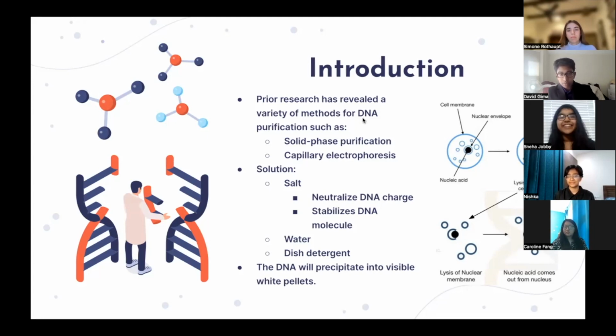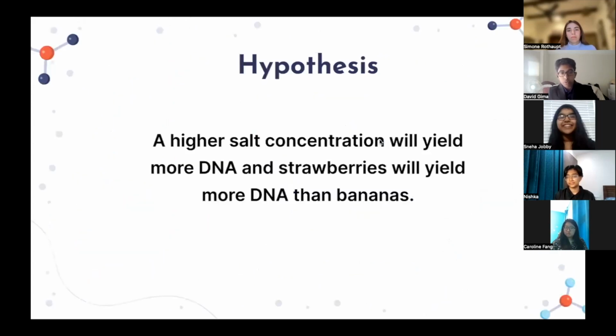Now that you've been provided with a basic background for DNA extraction, here's our hypothesis. We predict that a higher salt concentration will yield more DNA because it will neutralize more and separate from the organism. And strawberries will yield more DNA than bananas because they have more chromosomes in each cell.